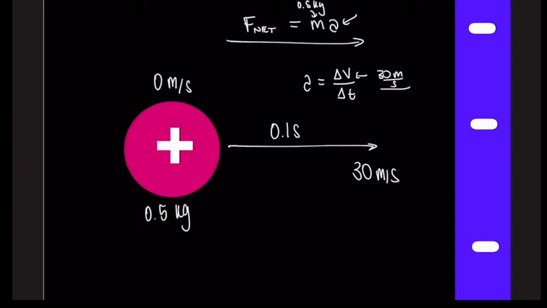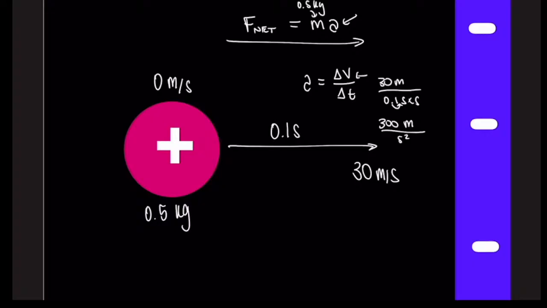And how long did this take, or how much time passed as we went from 0 to 30? Well, 0.1 seconds. Let me move all of my seconds to the bottom to make this a little bit cleaner. There's meters per second, and then it's being divided by the second. This will end up being 300 meters per second squared, which is an acceleration, which is what we were expecting.